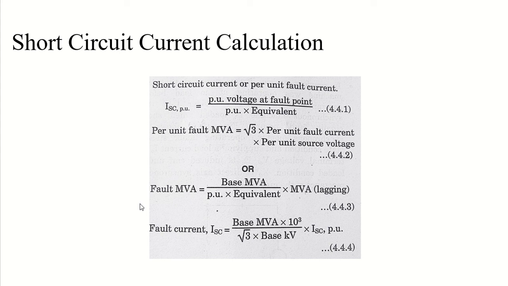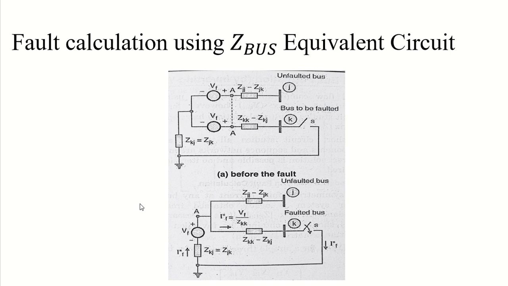And then we multiply it with the actual value of your short circuit current, sorry, not per unit value, because we are finding the per unit value of my fault current, right? So that's the formula for fault current and fault MVA, and that's pretty much it. Calculations from the short circuit perspective. Now if you are using ZBUS equivalent circuit, you can find the value of your short circuit current as well.